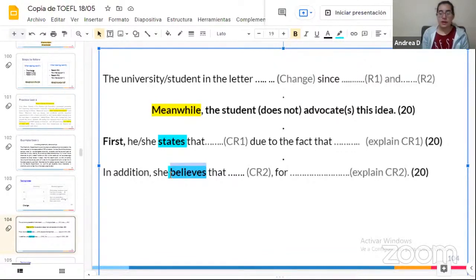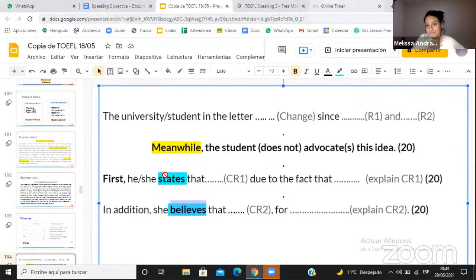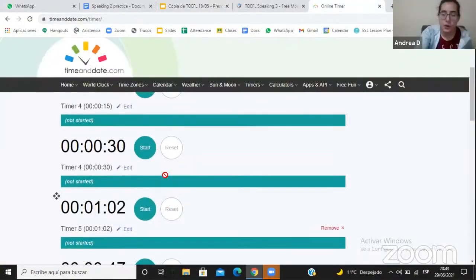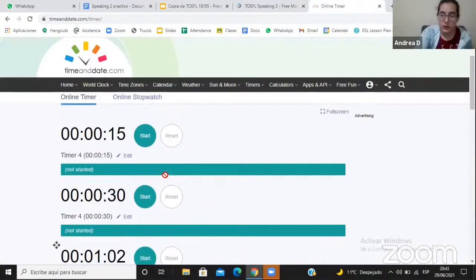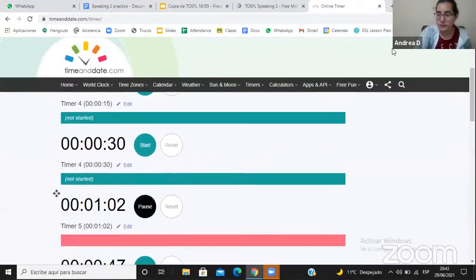So anybody wants to try to see how it goes? Using the same example, we will do one more. But before we do that, will anybody want to try? Can I try? Yes, of course. Okay. But I will be measuring your time. So you can go ahead now.